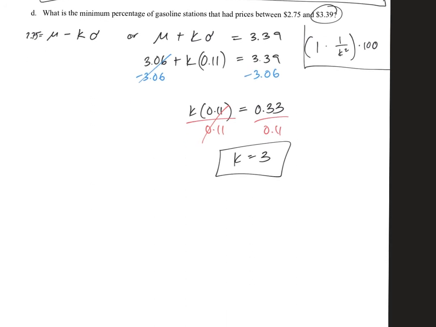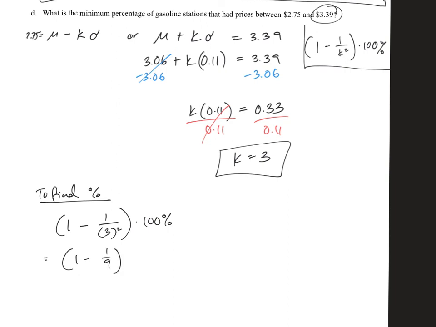So now to find the percentage, we're going to use our formula for the percent. Plugging it in, 1 minus 1 over K squared, and my K value is 3, times 100%. That's going to equal 1 minus 1 over 9 times 100%, which comes out to be a long repeating decimal of 0.8, which we can round to 0.889 times 100%.